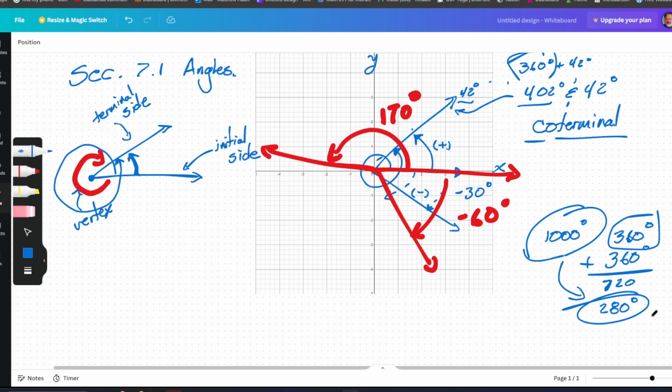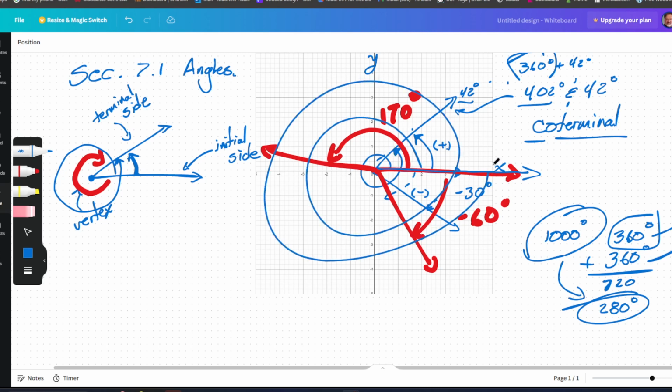So if we wanted to draw that, it would be nice for us to remember that, again, our initial side is at that positive x-axis. We'd be going around twice, so one time around, two times around, and then 280 is 90, 180, 270, so 280 would be about there. I certainly wouldn't draw those all on the same graph if I were you. It does make a bit of a mess. So be sure to space those out nicely.